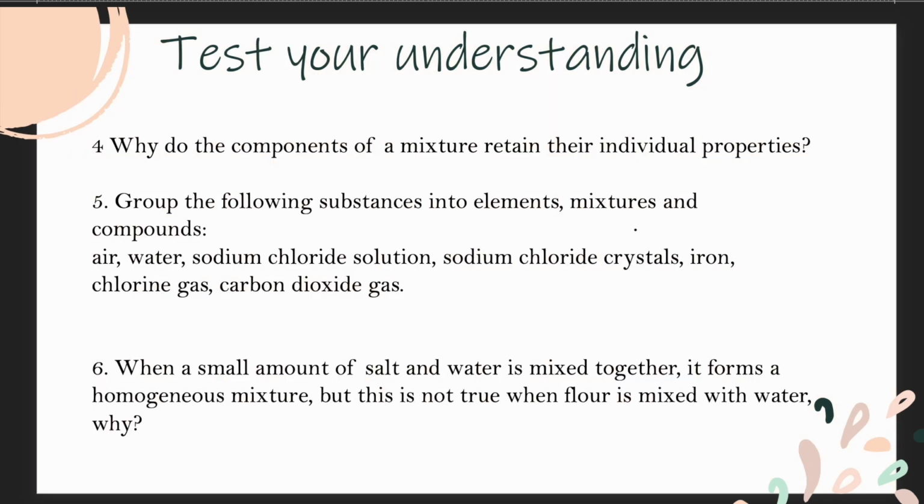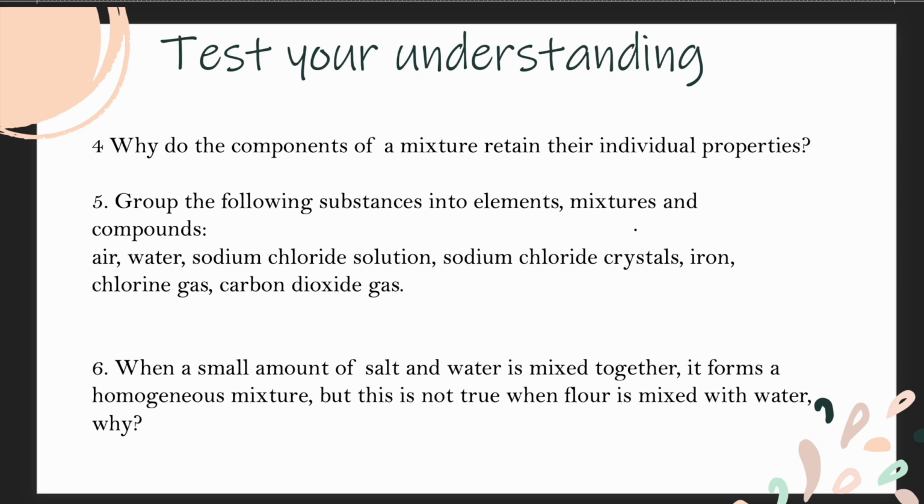Why do components of a mixture retain their individual properties? Because they're not chemically bonded to each other. Unless they're chemically bonded to each other, like NaCl. NaCl is considered pure, a compound, so it's not a mixture. But if they are not chemically bonded to each other, it is a mixture.